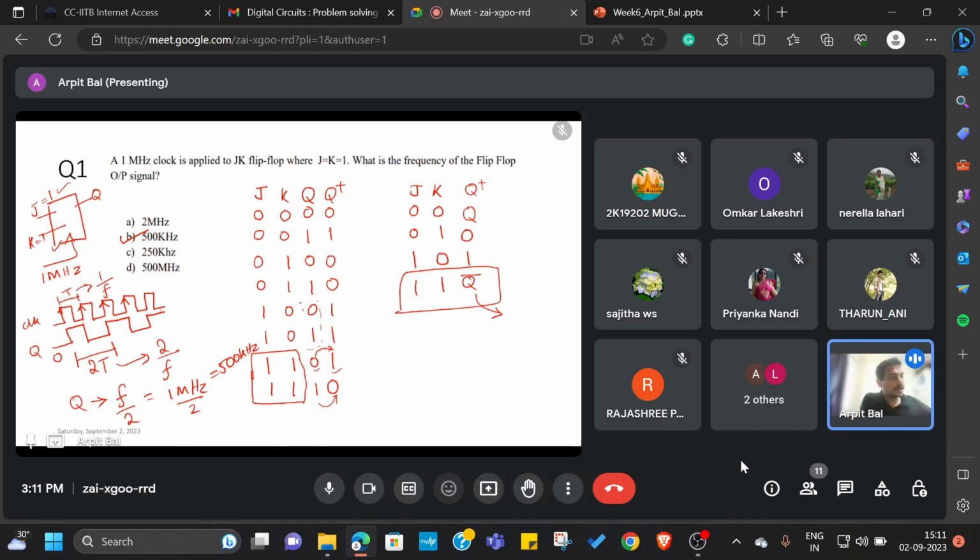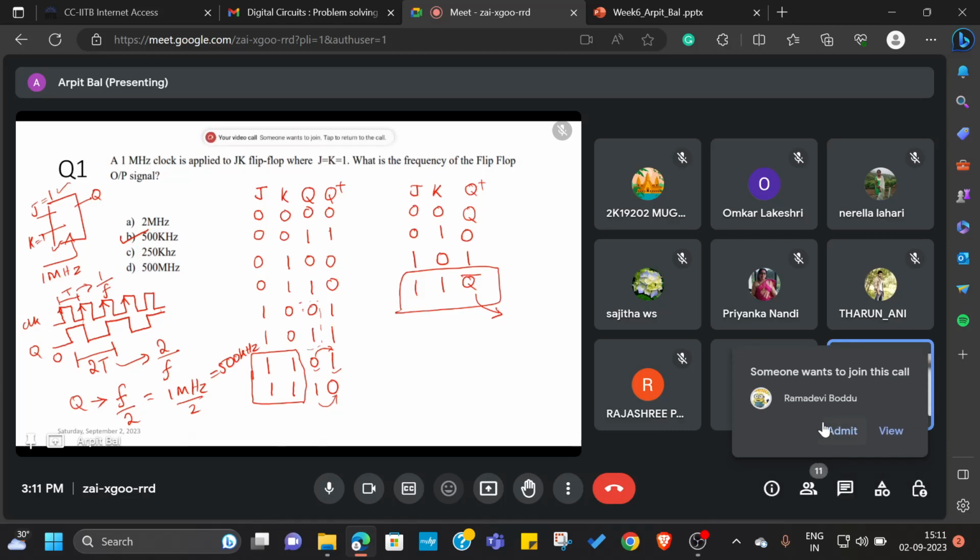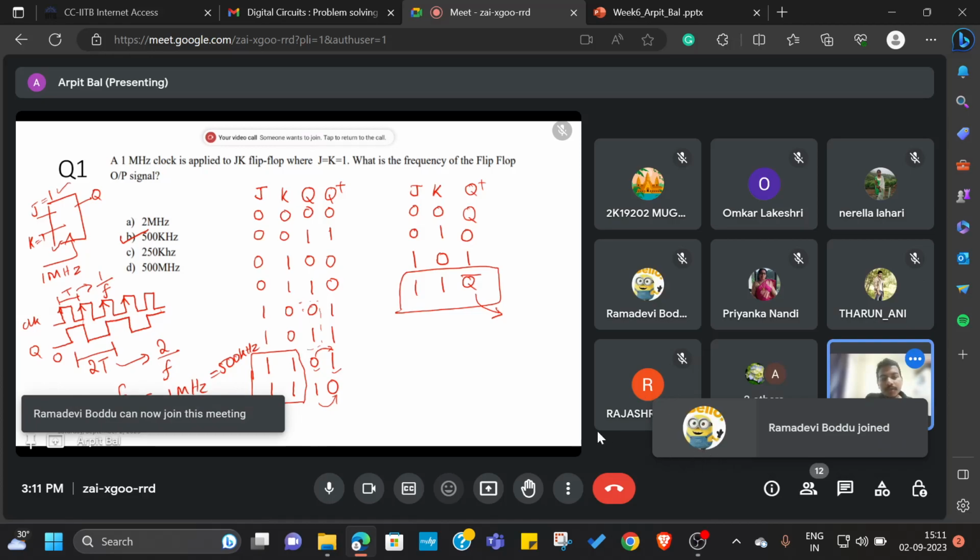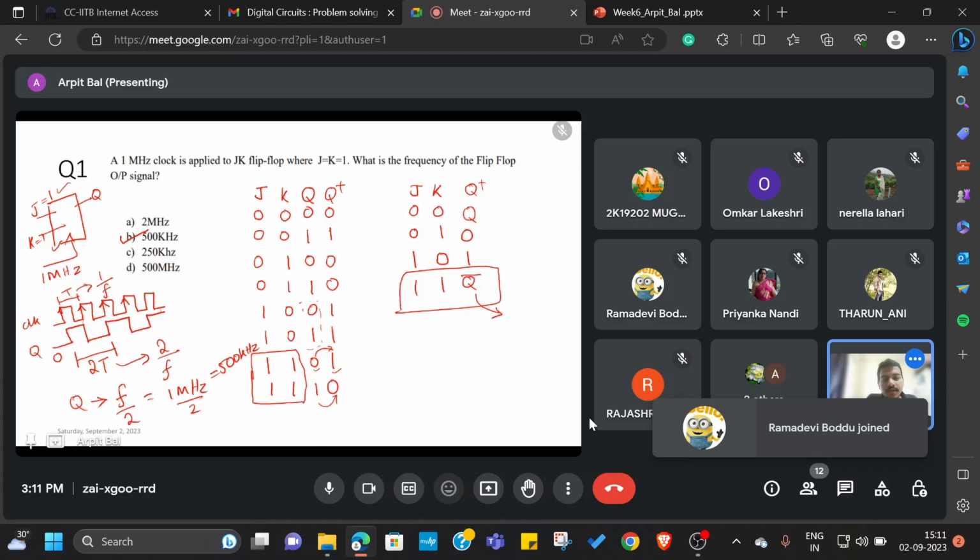Okay, if not, then let me mention one application of this circuit. This circuit can be used to generate any lower form of clock. Let's say we have a very high frequency clock, but a module in our circuit needs a clock at a very low rate. So we can use a JK flip-flop in this fashion to generate that particular frequency. So this is one application.